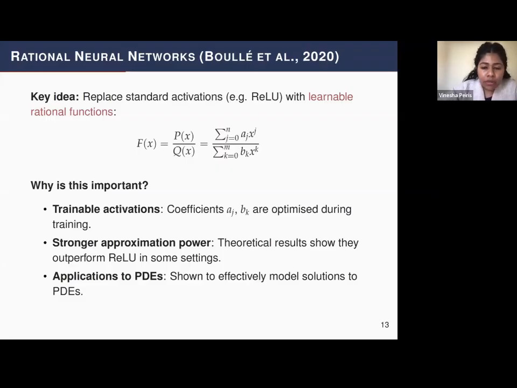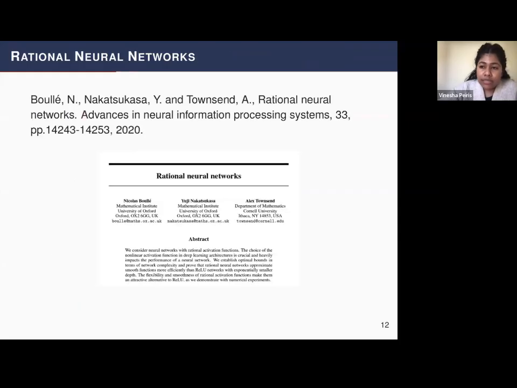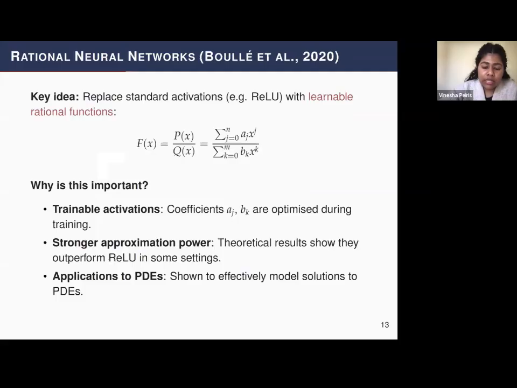So why is this important? Because the a_j's and b_k's can be optimized. We don't have to fix them. And in this paper by Boullé, Nakatsukasa, and Townsend, they also theoretically show that rational neural networks actually outperform ReLU networks in some settings. They have a lot of applications and examples, and they have included applications to partial differential equations as well, which we will have a look at in a minute.